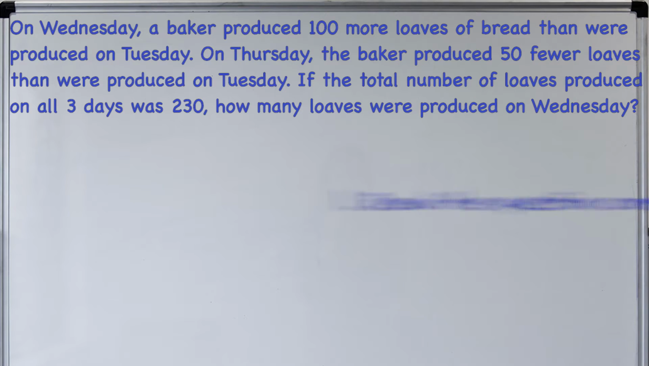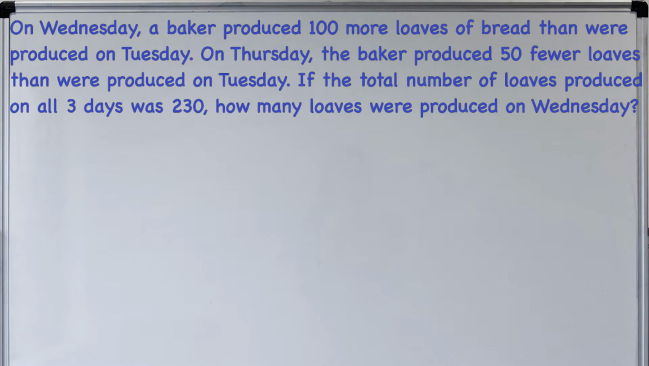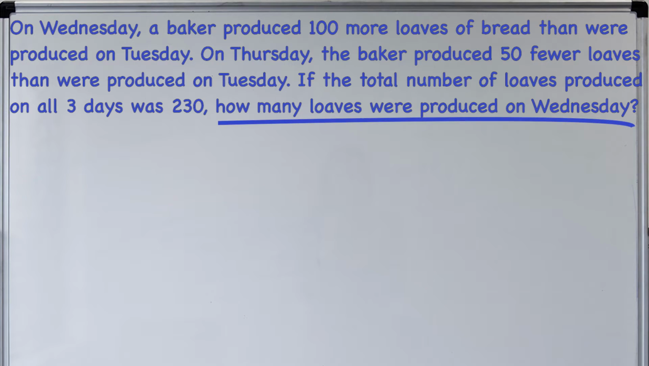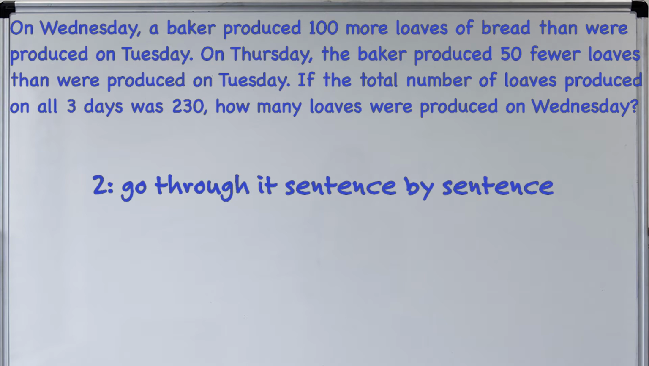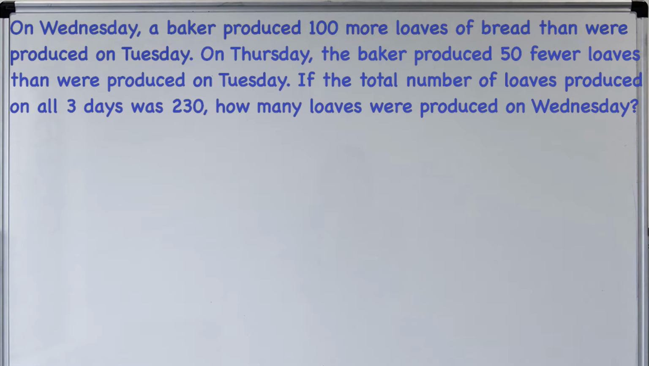So, step 1 was to read over the question, which is what we just did. And now we want to ask ourselves, what is this question asking us for at the end, in the last sentence? And it's asking us how many loaves were produced on Wednesday. So we want to get that clear in our minds as we're creating a solution to this. Then, step 2, we're going to go through this problem sentence by sentence and turn each sentence into numbers and variables. So let's look at the first sentence.